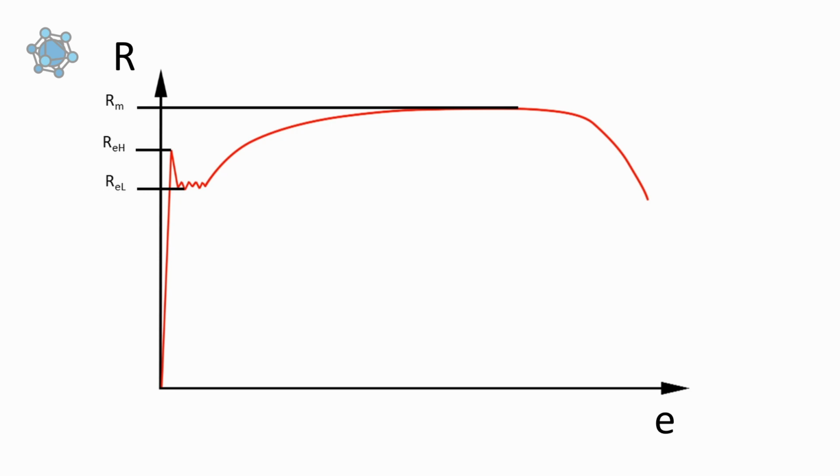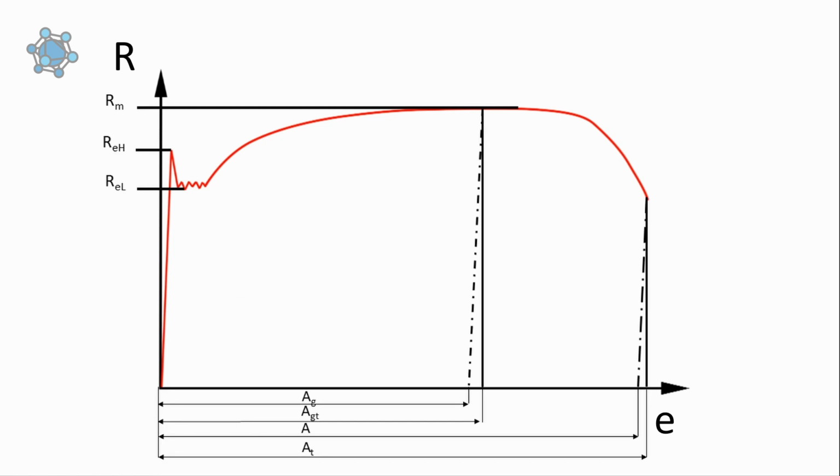The formulas are as follows. The upper yield strength, REH, corresponds to the force at the upper yield point, divided by the original cross-sectional area, noted as S0. The lower yield strength, REL, is the force at the lower line divided by the original cross-section. And RM is the maximum force divided, once again, by the original cross-section.